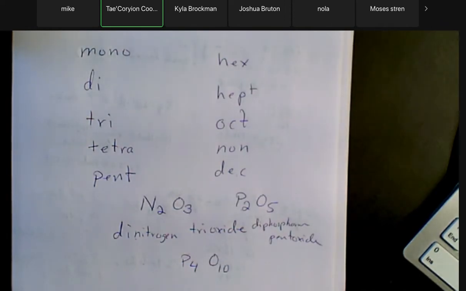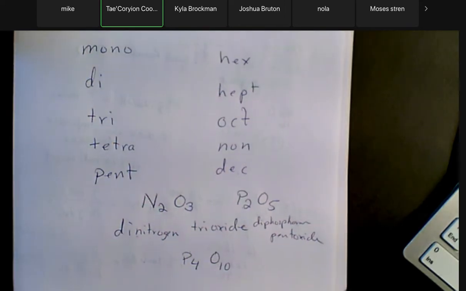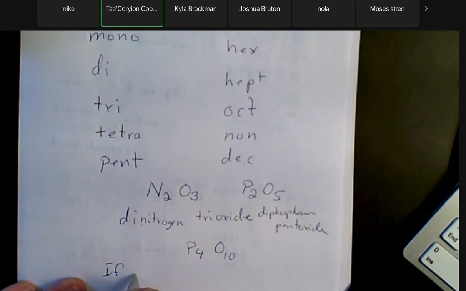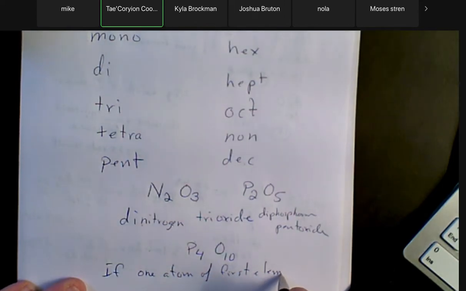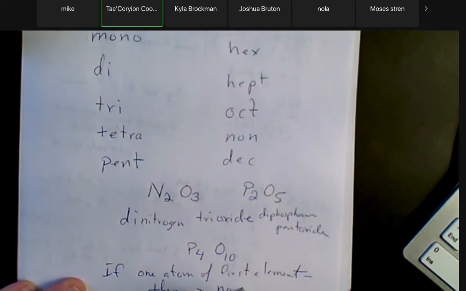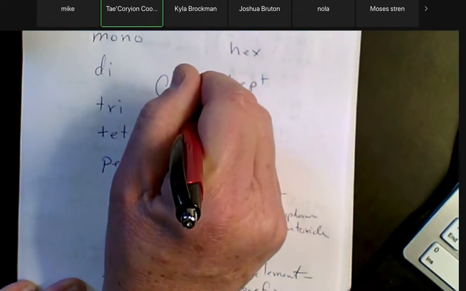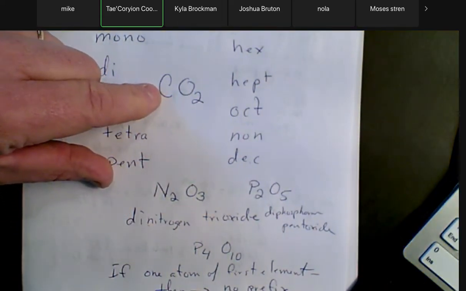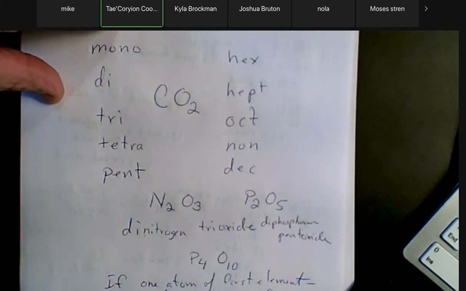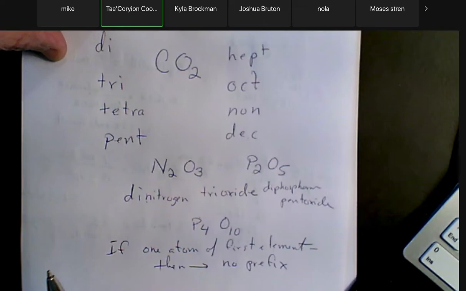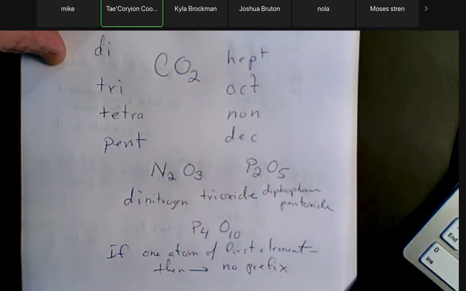Now there is one other little caveat. When we only have one atom of the first element, then no prefix. Let me show you an example. So if you were going to name this compound, you wouldn't use a prefix for the first atom, but you would for the second. So what would that be called? Carbon dioxide. That's exactly right.